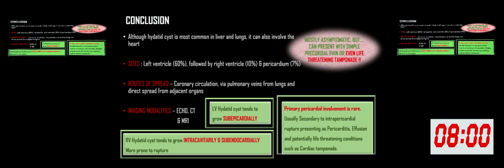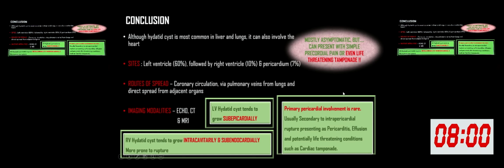So hydatid disease is very common in the liver and lungs, but we all know it can involve the heart. It may be asymptomatic, but it can present with just a simple precordial pain or even a life-threatening tamponade. The common sites are the left ventricle, which may be intramural, followed by the right ventricle and pericardium. And it can also spread via the coronary circulation.